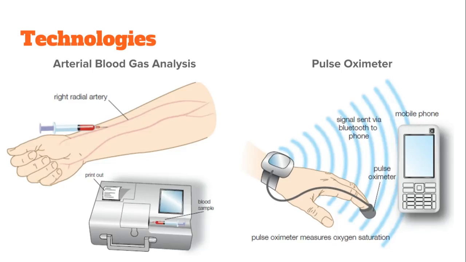The next component of our dot points for today's video is to investigate some of the technologies used to measure our oxygen and carbon dioxide levels in our blood. So we're going to be referring to these two technologies. We've got arterial blood gas analysis, sometimes called ABG analysis, and we're also going to be comparing that with the pulse oximeter.